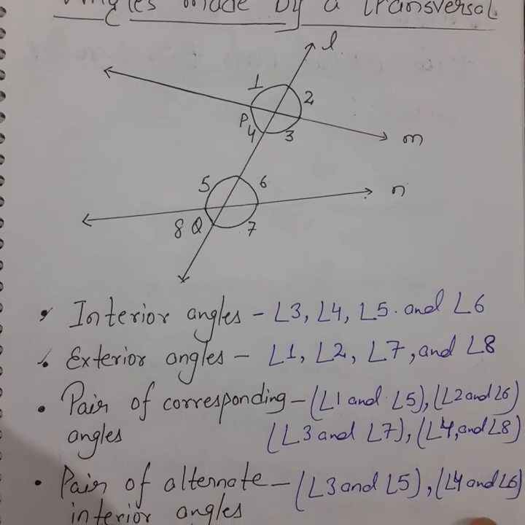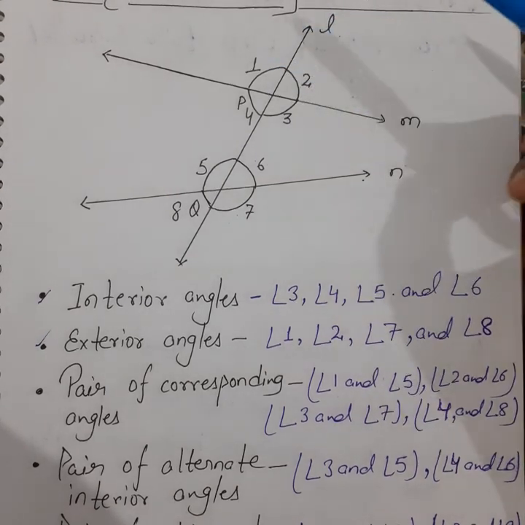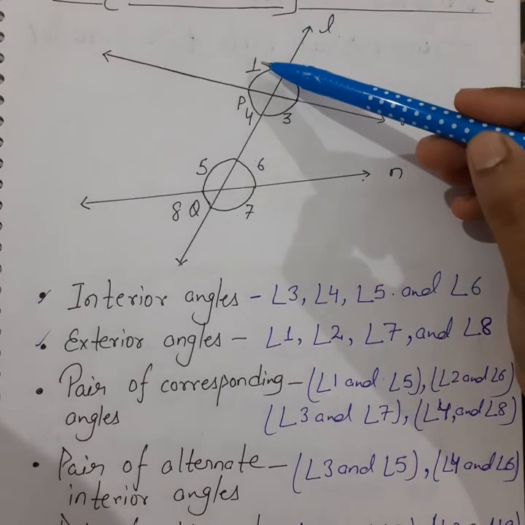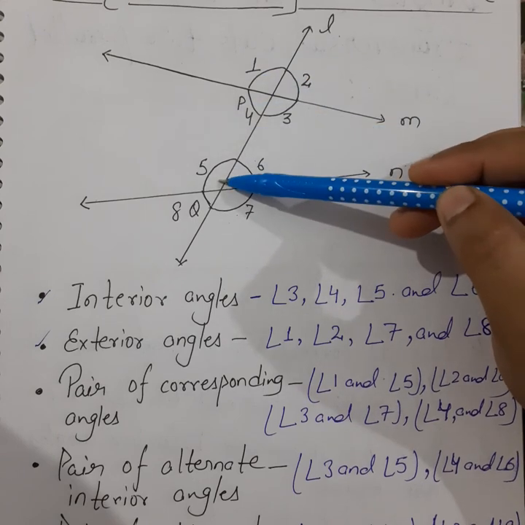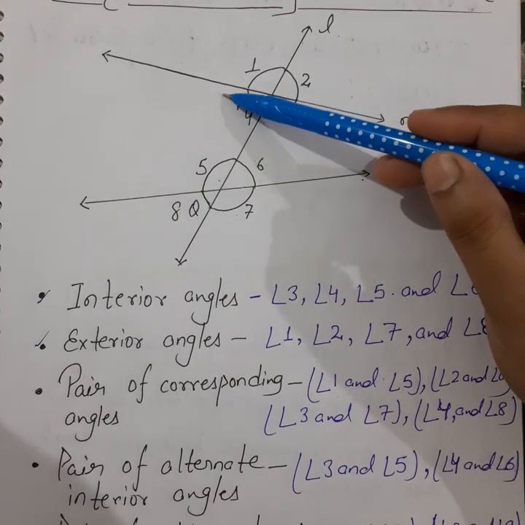Next is pair of corresponding angles. Students, in a pair of corresponding angles, angle 1 and angle 5 are corresponding. We are talking about one side of the transversal.